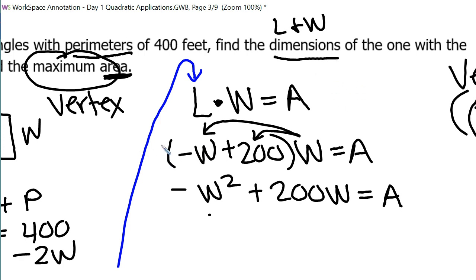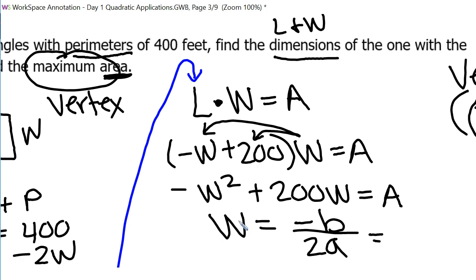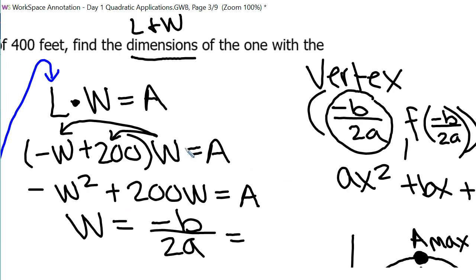So to find the width, we need to use the formula for the vertex, which is negative b over 2a. So from our equation, what do I put for negative b? If this is positive 200, this needs to be negative 200. And this would be 2 times what is a? Negative 1. So negative 200 divided by negative 2 would be what?